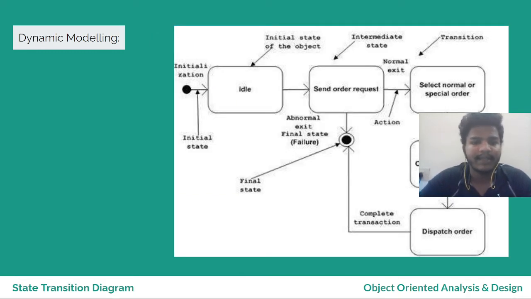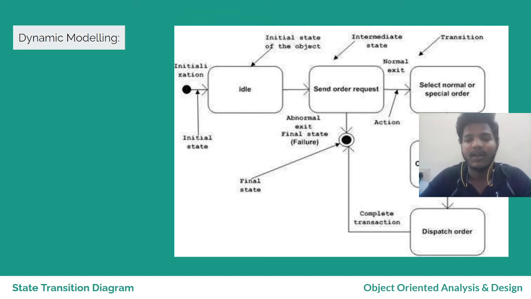Coming to the dynamic modeling. Dynamic modeling consists of states, transitions, events, and actions. It concerns the time and sequencing of operations of objects. This dynamic modeling is represented by a state transition diagram. This is the state transition diagram for the order processing system.